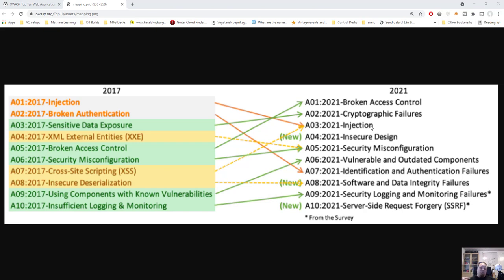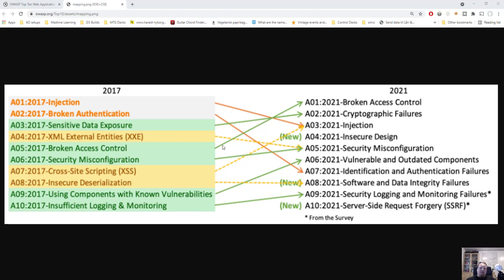Well, I think it's really good that it moved down because it proves that people are using proven methods to avoid injection. For example, using prepared statements more, validating user input, stuff like that. I think that is a really good sign.